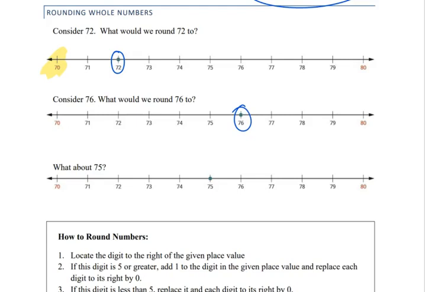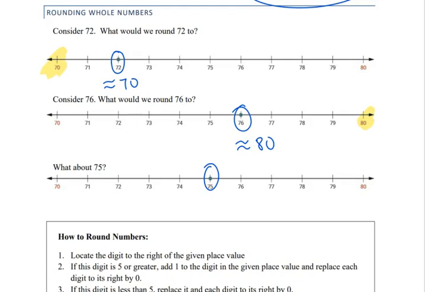76 is closer to 80, so we would round 76 to 80 and 72 to 70. So those are easy cases because you can just look at the number line and see where it falls. But what if your number is right in the middle? You have a choice. You can round it down to 70, or you can go up to 80.